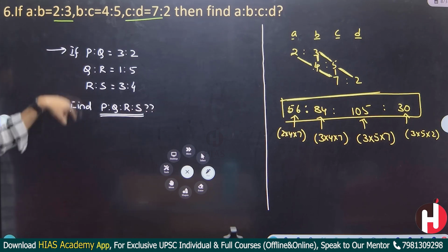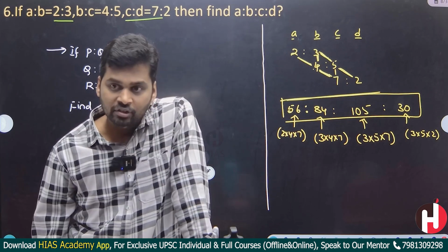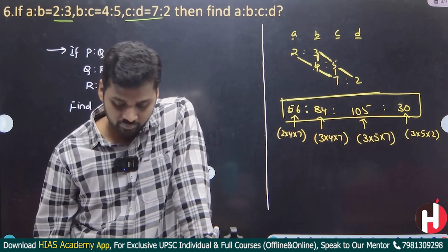So next problem, please note down this. If P is to Q is given as 3 is to 2, Q is to R is equal to 1 is to 5, R is to S is equal to 3 is to 4, then find P is to Q is to R is to S. All of you do it. 9 is to 6 is to 30 is to 40. Yeah?